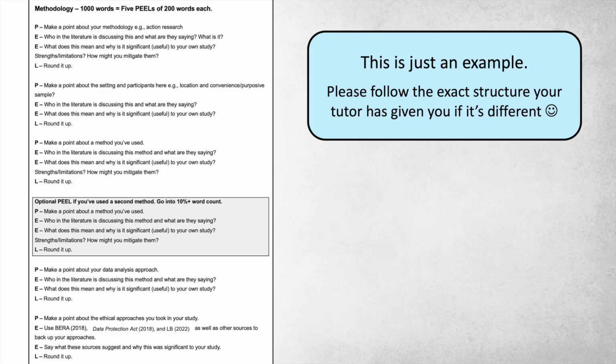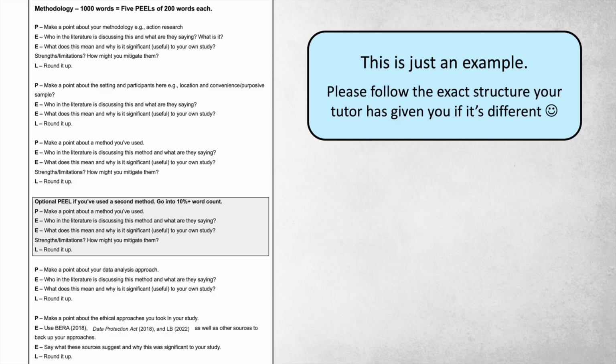Depending on how many methods you have implemented will depend on how many paragraphs you can allocate yourself. If it's one method, it will happily fit within the designated word count if you're using around 200 words per PEEL paragraph. If you've used 2 or 3 methods, you may have to dip into your extra 10% word count to give you the space to discuss them. Try and take a paragraph per method, if possible.